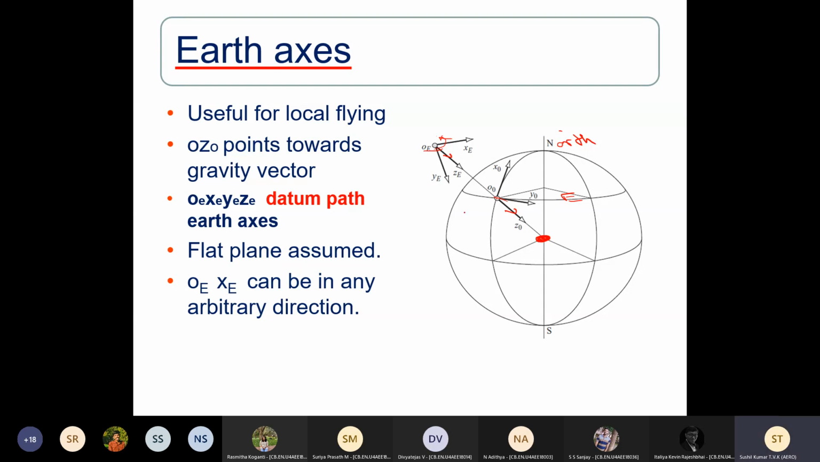For all UAV sort of applications, we'll assume the Earth to be flat, though it is not going to be flat. Like you can't use this assumption for some missiles and all. It's just in this course, we assume it to be a flat plane surface. So OE XE, now aircraft can point towards any direction, not necessarily north.